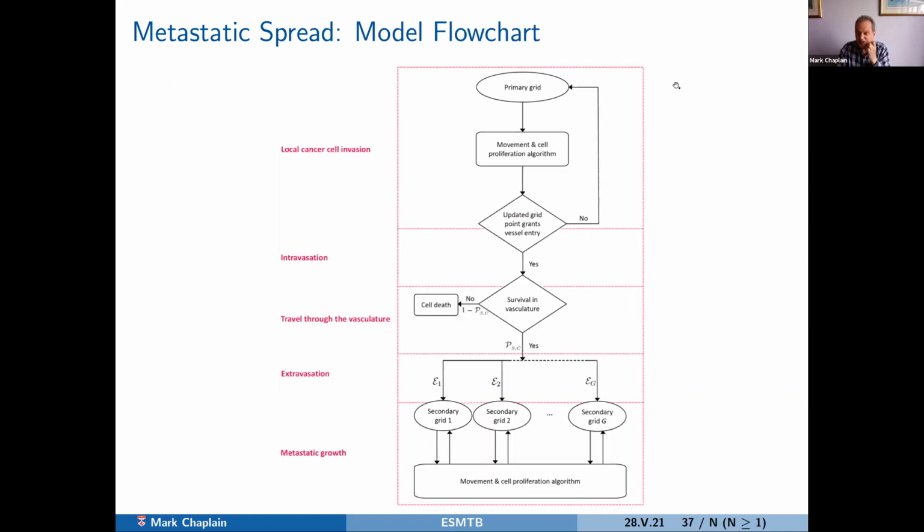And so here is our little flowchart schematic diagram. We have invasion on our primary grid. If you encounter a blood vessel, there's a probability of intravasation. If you're successful in intravasation, there's a probability that you survive. This is data from the literature. So once you're in the vasculature, you either die or you survive. And then if you survive, there's a probability you'll go to one of the three secondary grids. Again, that's driven by the probabilities from the study in Texas on the breast cancer patients.